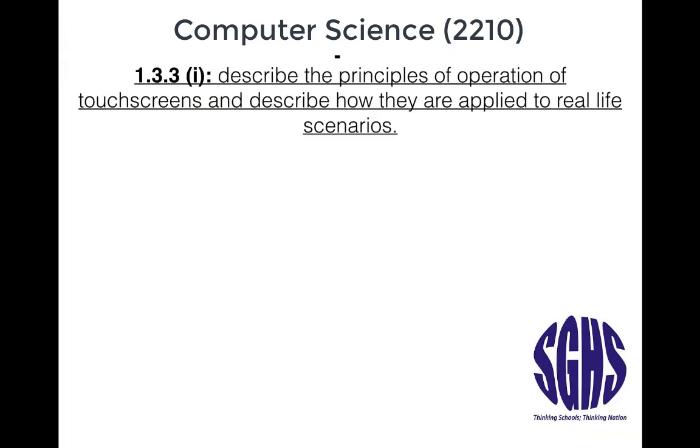Computer Science Syllabus Statement 1.3.3i. Describe the principles of operation of touchscreens and describe how they are applied to real-life scenarios.